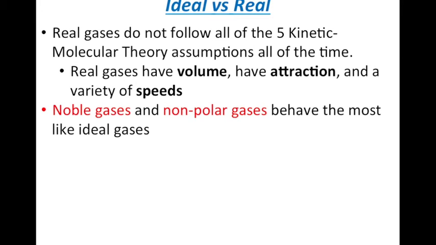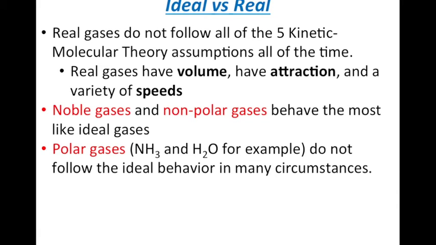So noble gases and nonpolar gases behave the most like ideal gases. That's because these are the ones that only have London dispersion forces, so they have the least amount of attraction, which causes the other things to fall in line the most with the kinetic molecular theory as well. Polar gases, such as ammonia and H2O or water, do not follow the ideal behavior in many circumstances due to their polarity, and sometimes both of these, for example, also have hydrogen bonds. So they have a lot of forces of attraction, and they aren't going to behave as much into the kinetic molecular theory as we would like.